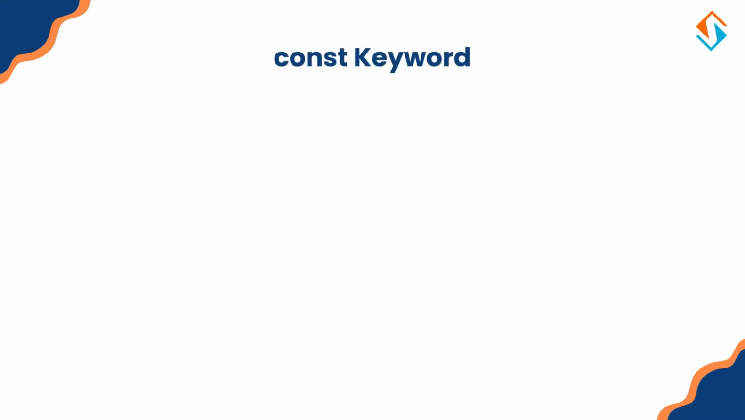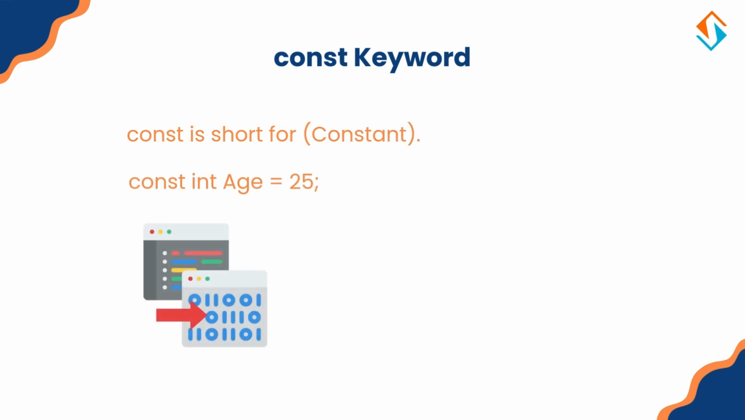In C++, const is short for constant. When you declare something as const, you're telling the compiler, hey, this value or object cannot be changed after it's initialized. Why is this important? Because it helps prevent accidental changes, improves code clarity, and allows the compiler to optimize your program better.